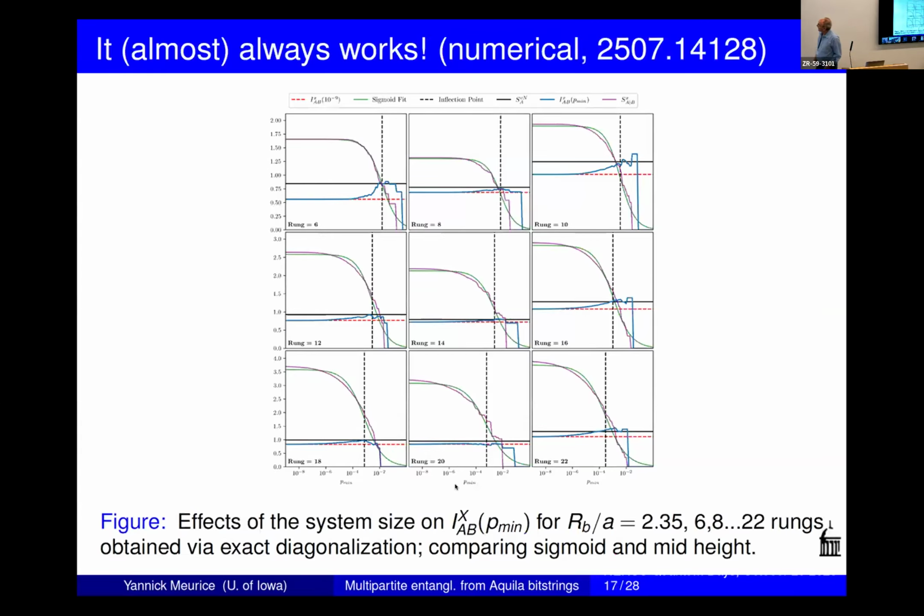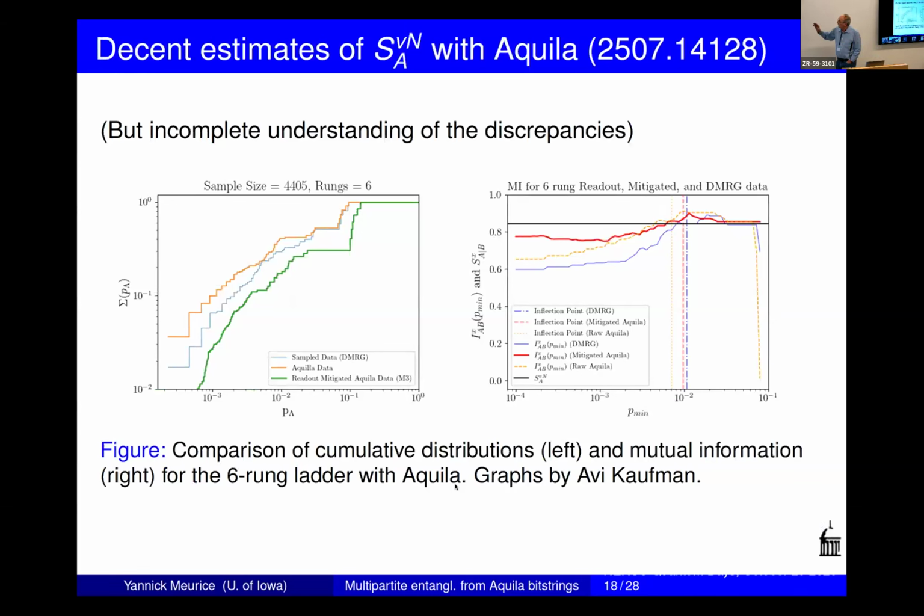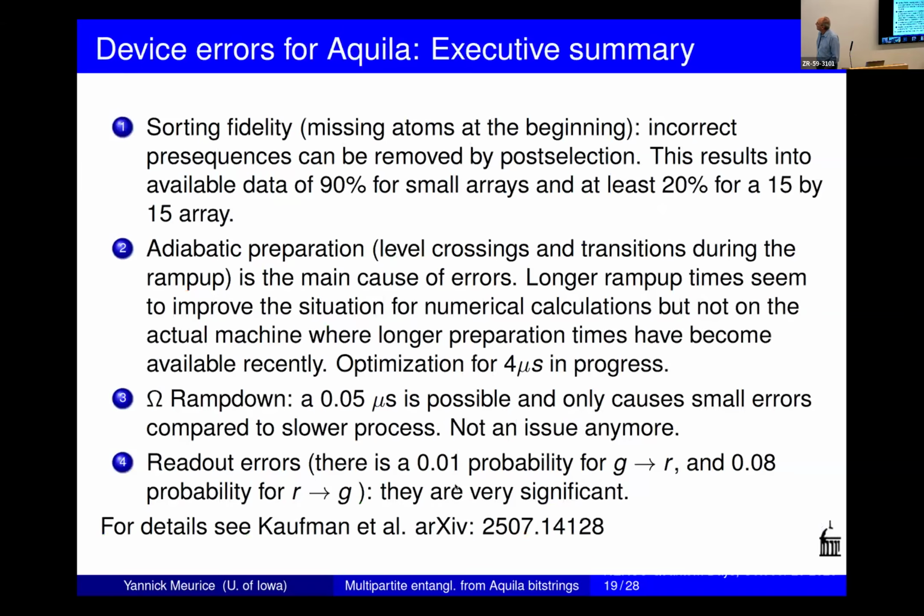Then we tried many other cases, and in most cases, it always works. So there's something behind this that we are trying to figure out, but it's very efficient. And so this filtration means that you don't need too many bit strings if your system is small enough. So then that was done with a numerical calculation, but we can also do it with Aquila. And in the process, we learned about the errors.